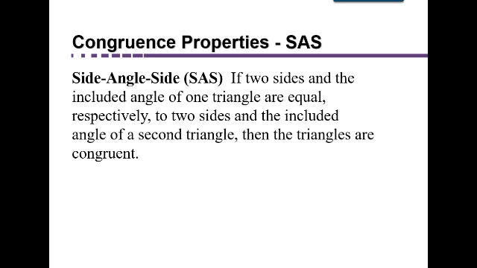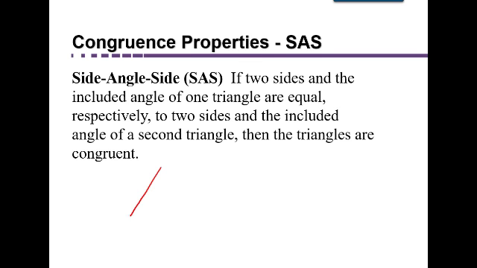Now, we would like to know what's the minimum amount of information we would need in order to guarantee that 2 triangles are actually congruent. There are several ways that this can happen. One of them is called side angle side, and that says that if 2 sides and the angle between them are equal in measure, then the triangles are congruent. Let me draw a picture of that.